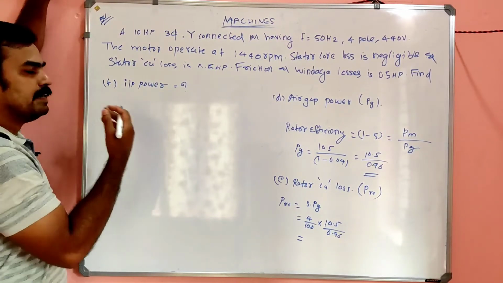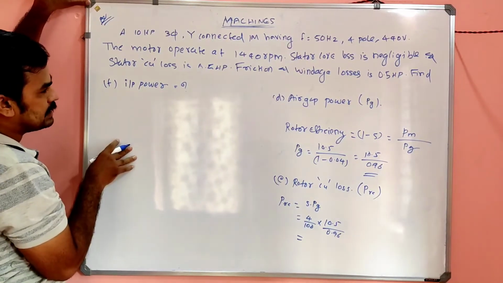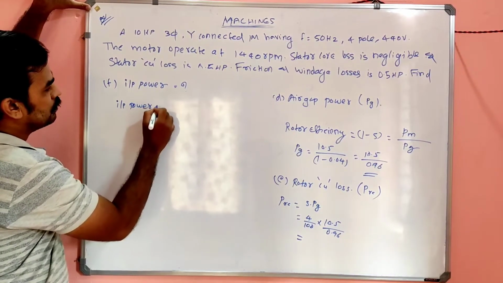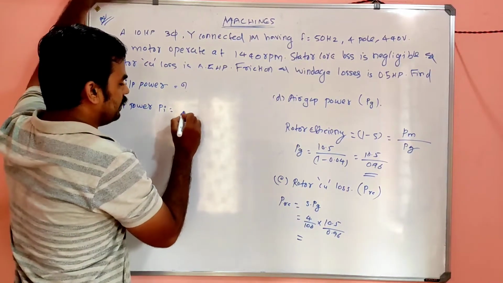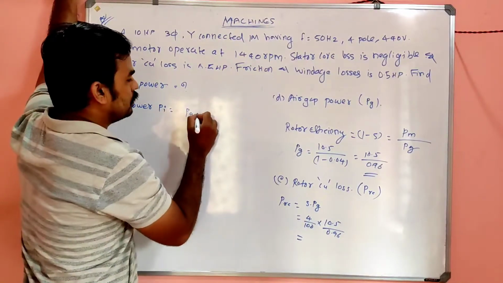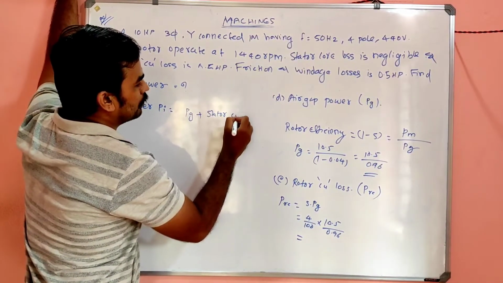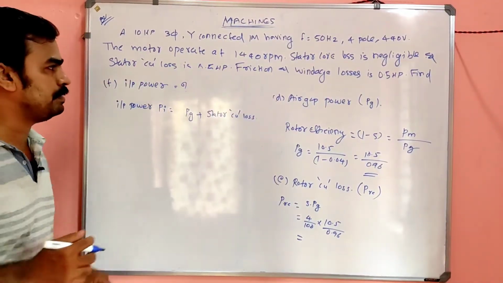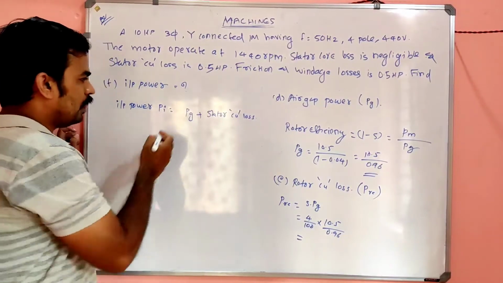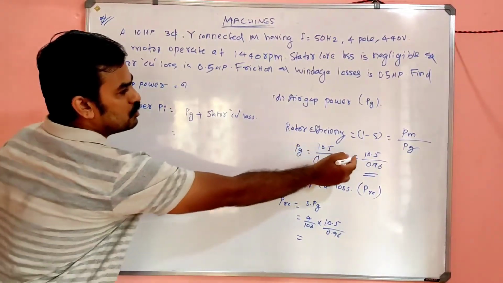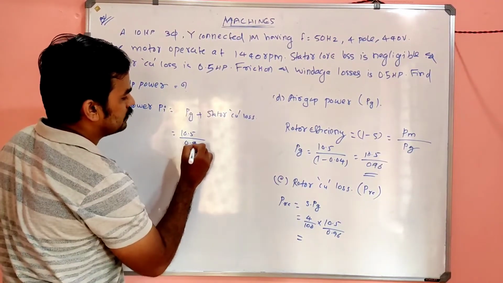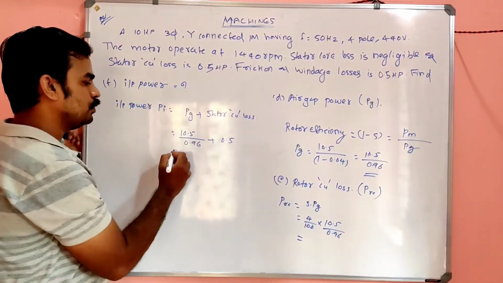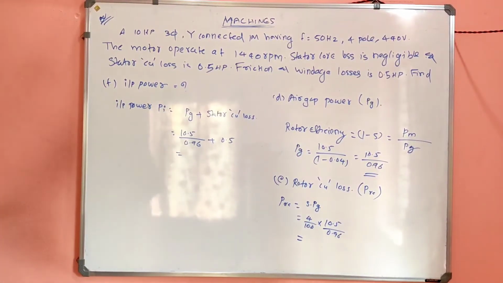Then what will be the equation? In terms of losses, how can we say that? Input power PI will be equal to PG, that is the air gap power or the stator output, plus stator copper loss. We already said stator core loss is negligible and stator copper loss is 0.5 HP. It is given, right? So it will be equal to PG, which is 10.5 divided by 0.96, plus the stator copper loss of 0.5 HP. These are all in HP, right? You will get the answer.